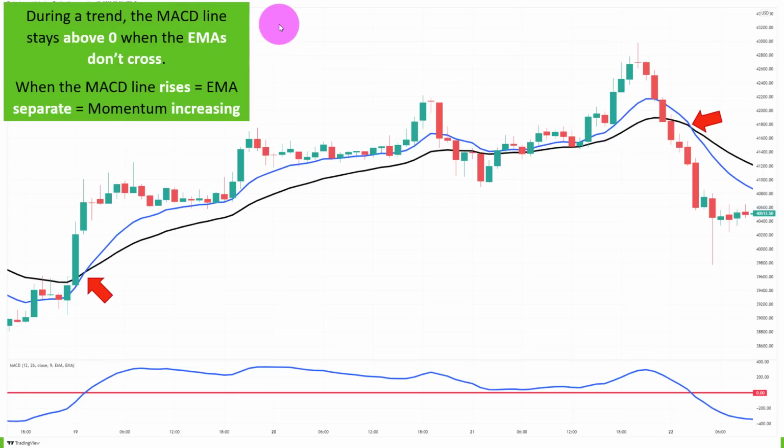During a trending phase, the MACD line generally stays above zero, and that is, as I said, signaling a bullish scenario. So one way to use that would be to have the zero line on your MACD and then use it as a trend direction filter.